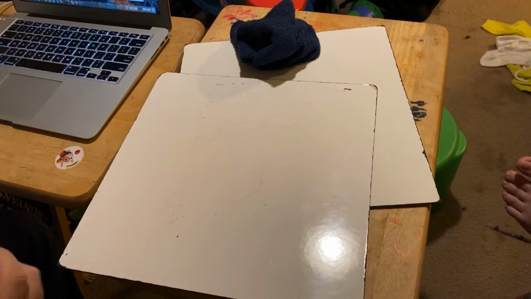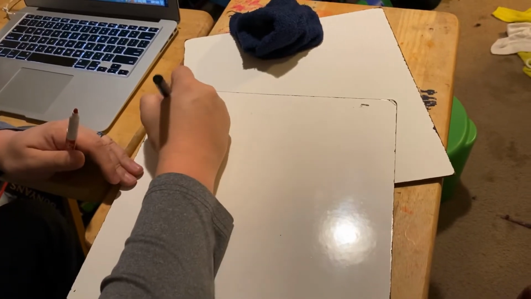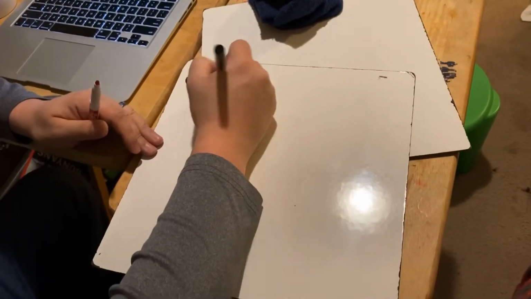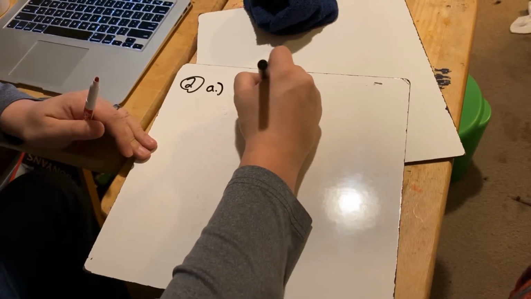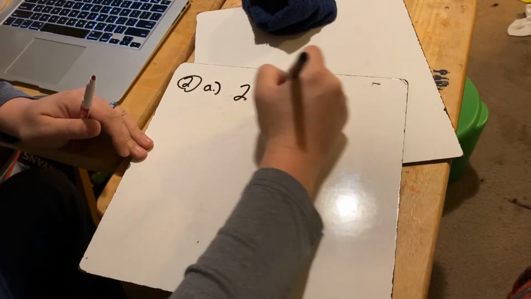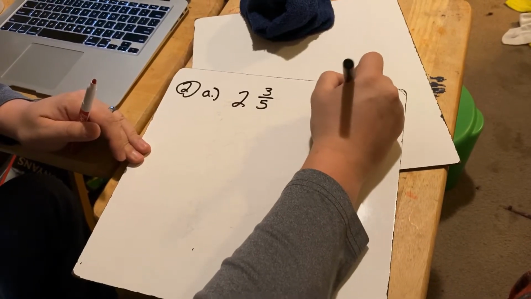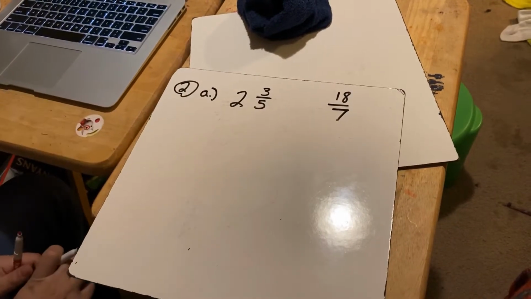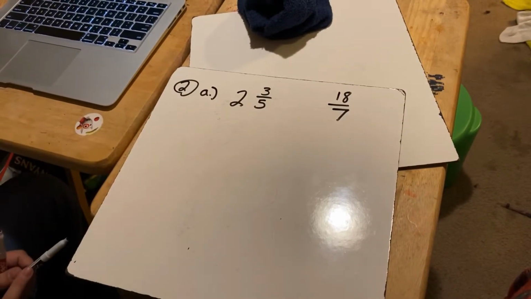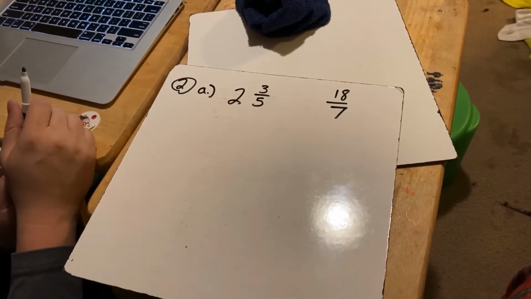Hopefully you got those answers written down. If not, hey, you can always rewind me. So let's look at 2. We're looking at 2a. 2a says I've got 2 3/5, and I've got 18/7. Wait a minute. That's an improper fraction. Those are going to be kind of hard to compare here.